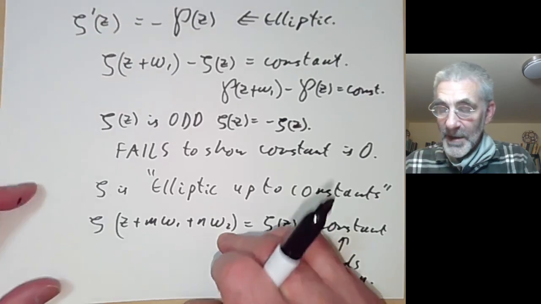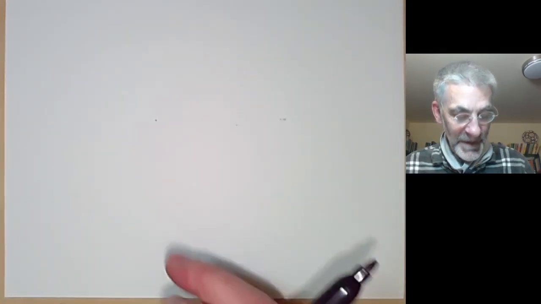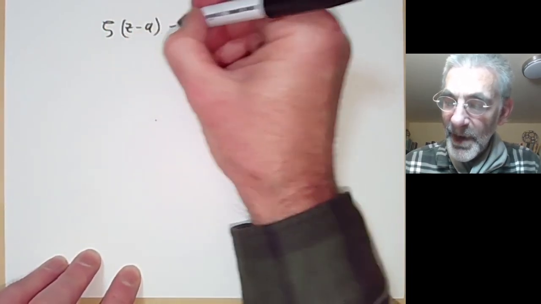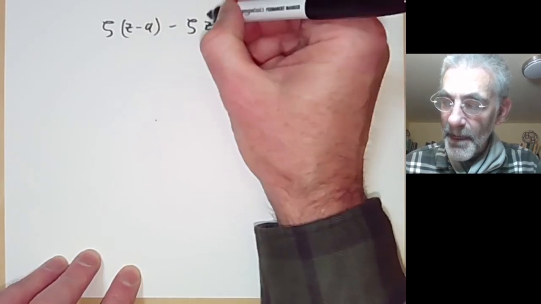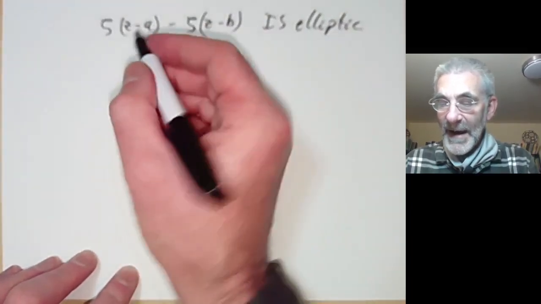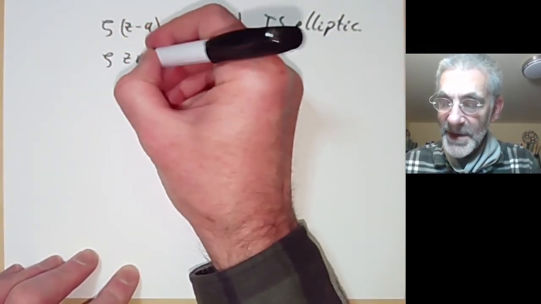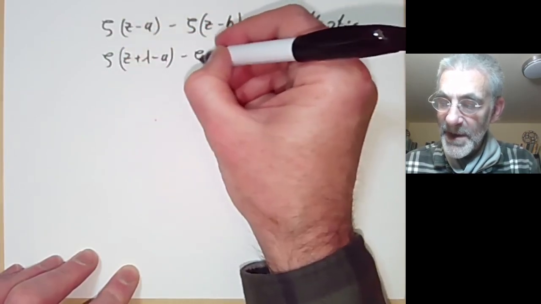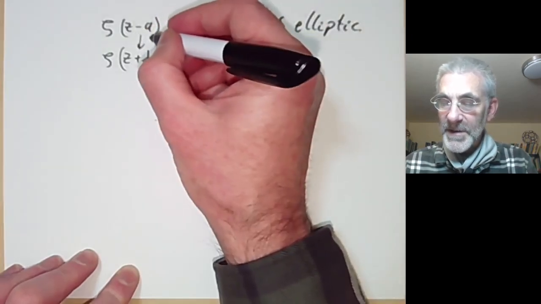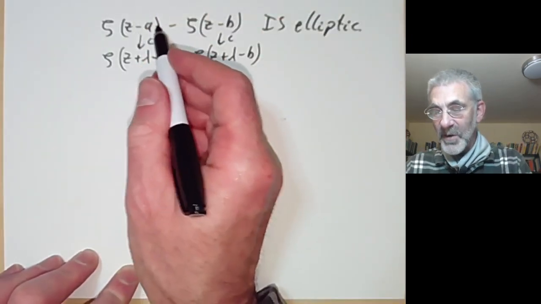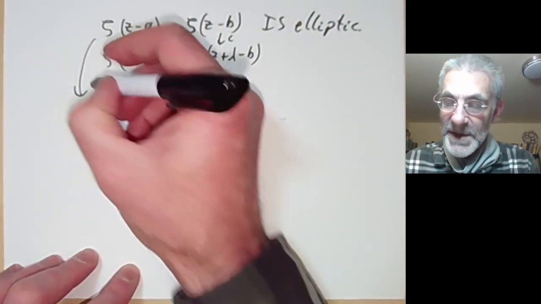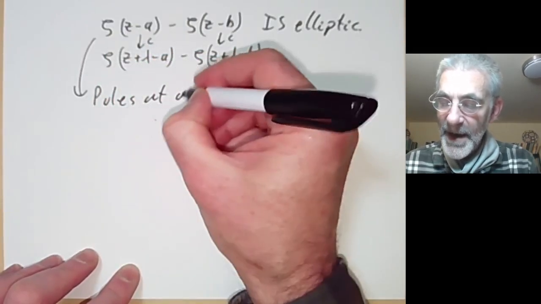However, we can still do some interesting things with zeta, even though it's not elliptic, because now look at this. Zeta of z minus a minus zeta of z minus b is elliptic. Because if we add lambda, zeta of z plus lambda minus a minus zeta of z plus lambda minus b, then these differ by a constant, and these differ by the same constant, so the constants cancel out when you subtract them. So we've managed to find an elliptic function, and this has poles at a and b.